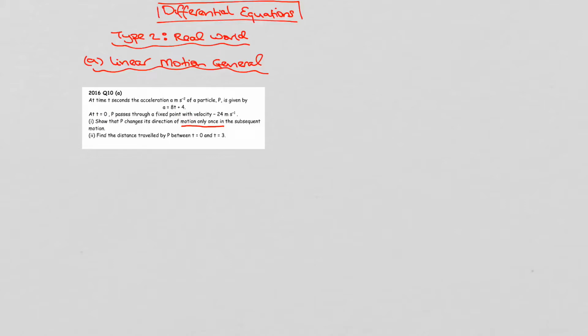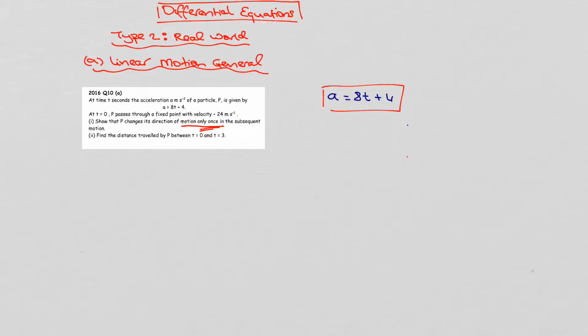So here what we want to see is, if we find the velocity equal to 0, how many times will this occur? If it's only once, then we should find only one time when this is possible. Okay, so let's set up our equation. We're given a equals 8t plus 4. So that's what we're working off.